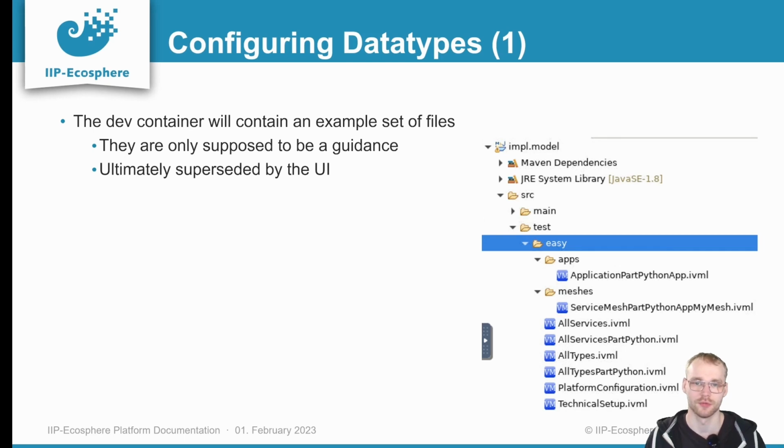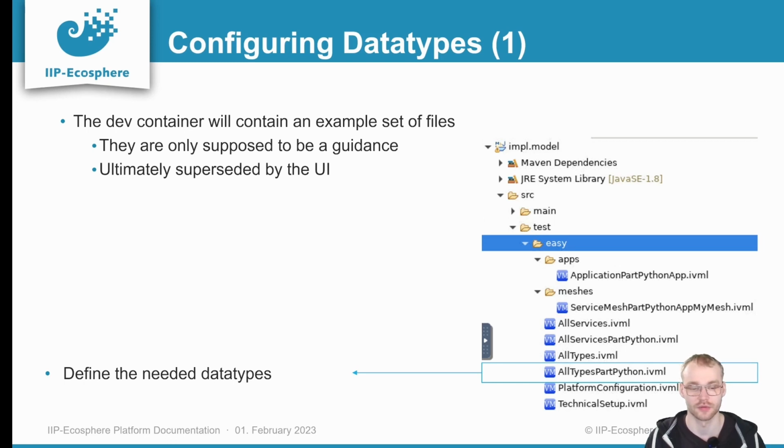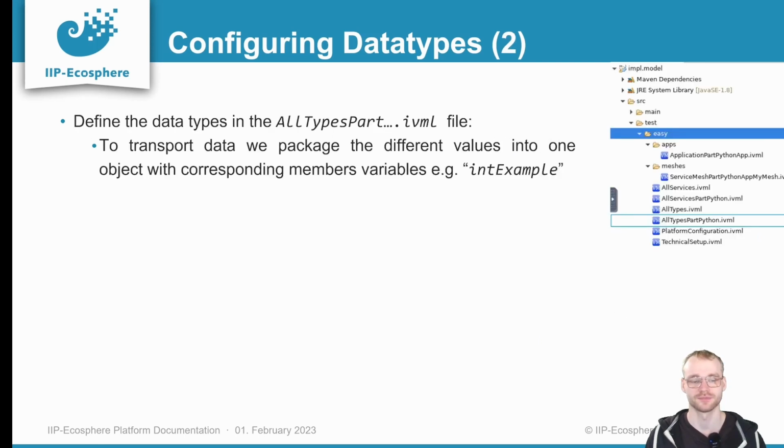If you're using the impl model outside of a development container, you probably want to grab one of our examples and take the ivml files from this. For example, the Python example would be a good one, and edit these in the same way, so you also have some kind of template to go off of. The process will ultimately be superseded by a UI, which should make this a lot easier. What do these single files do? All we need to care about is defining the data types in the all types part file.